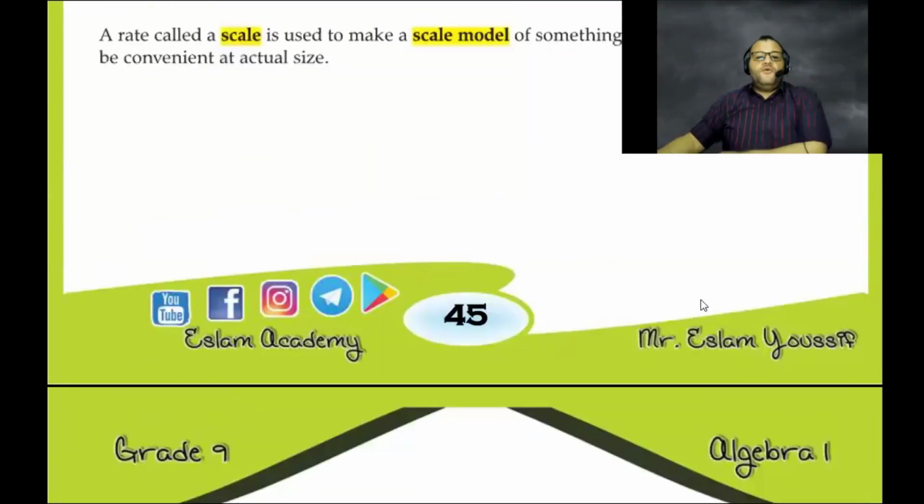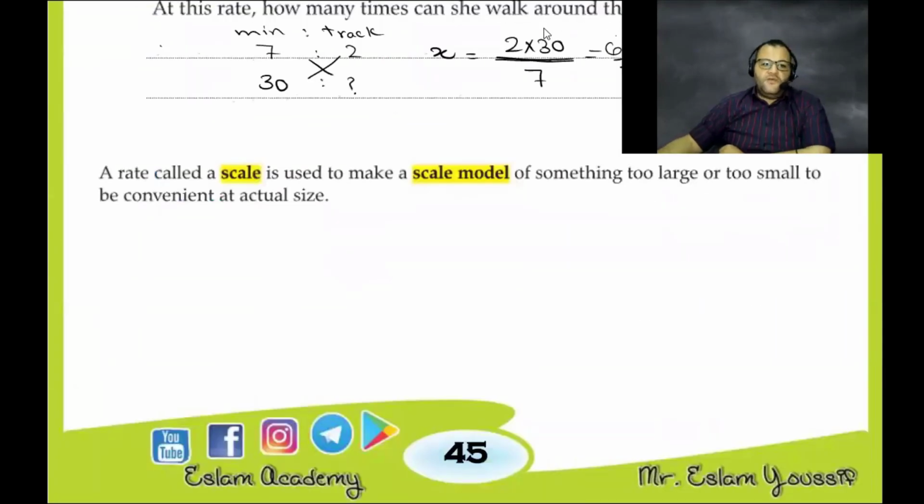So now we can move to the scale model. What is the meaning of the scale model? If you just open any map, you will find that under the map there is a number. You will find that for each 1 centimeter on the map, it represents 1 mile in real, or 1 kilometer in real, or 2 kilometers in real. That's defined by the scale model.